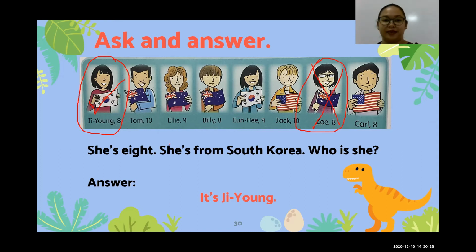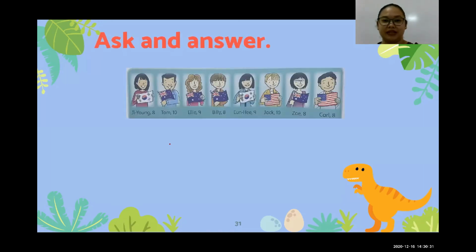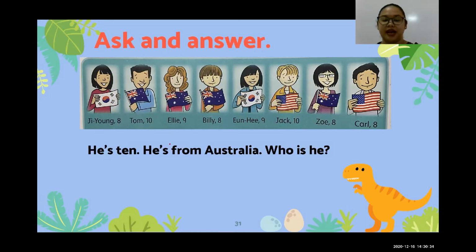Let's try another one. Let's try to answer this. Look at the pictures and read the question. He's 10. So let's circle the boys who are 10 years old. When you say his, it's a boy. So let's look for a boy that is 10 years old. Okay, so this is Tom. He's 10. And we have Jack, who is also 10 years old.